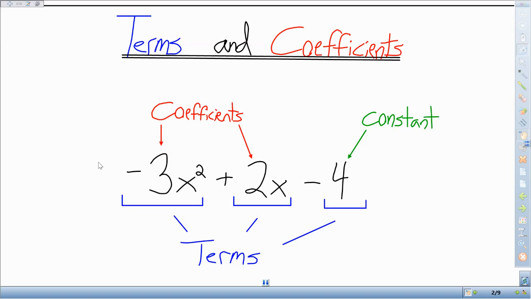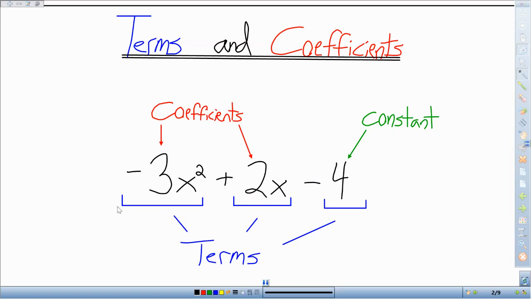Okay, so yesterday I pointed out that the easiest way to identify a term is to know that terms are separated by addition or subtraction symbols. We already have it highlighted here. We can see we have a -3x squared, a positive 2x, and a -4. We have three different terms here.